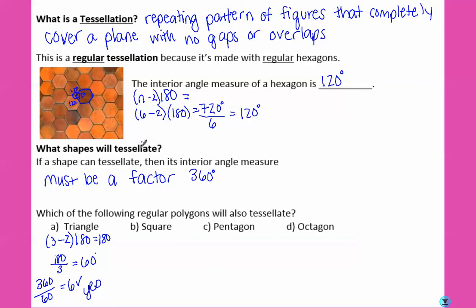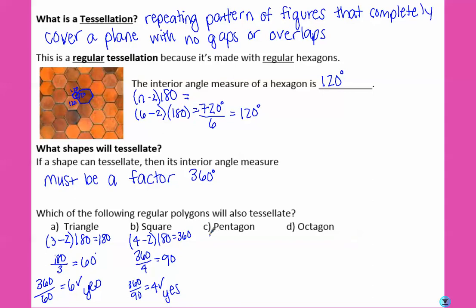What about a square? 4 minus 2 times 180 gives us that there are 360 degrees total in our square. 360 divided by the 4 angles would be that they're 90 each. 360 divided by 90 gives us 4. So yes, it would tessellate.